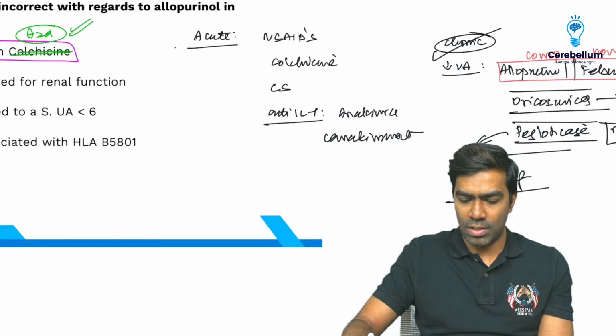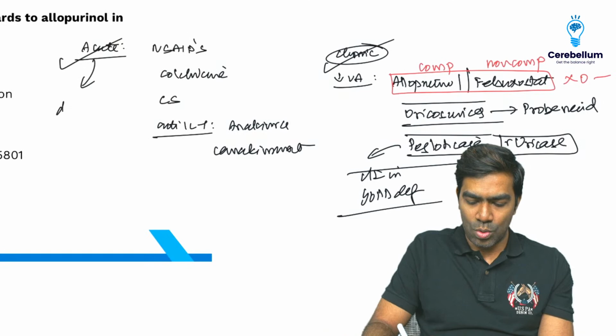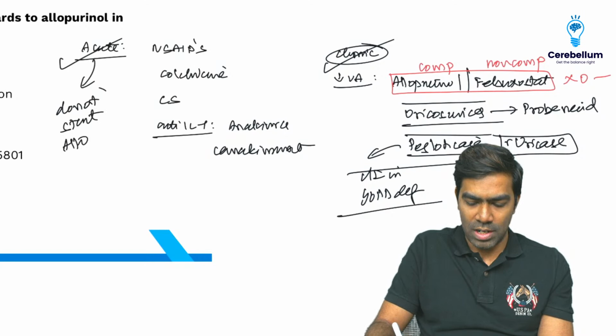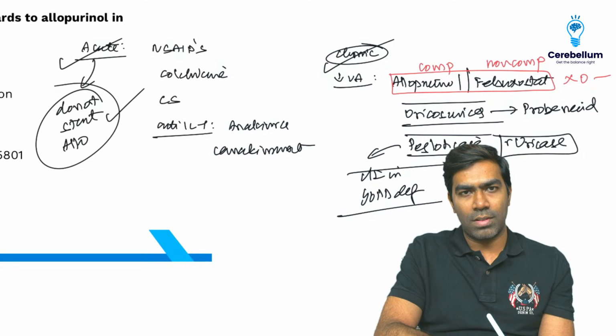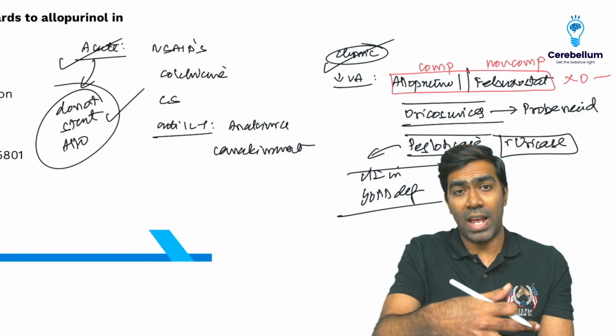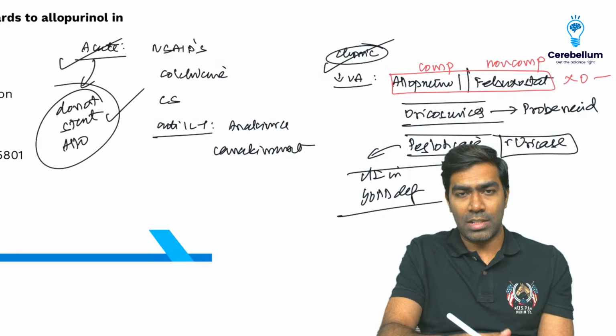Many times what we do is, in acute gout, don't start allopurinol. That's very important. Don't start xanthine oxidase inhibition. Don't start drugs that lower the uric acid. The most common drug that we use is allopurinol. So don't start that drug in acute gout because it can increase the risk of flares. It can flare up the acute gout. So that's something that can be asked in exams. Don't start if it's an acute gout.